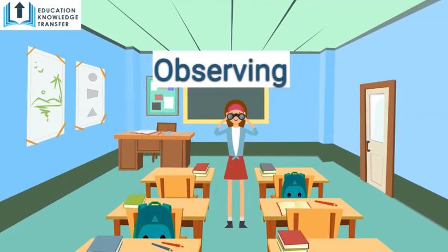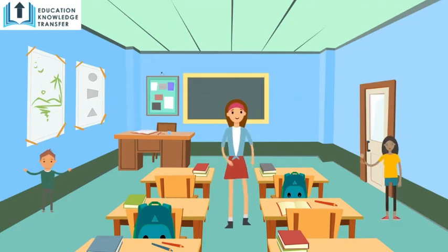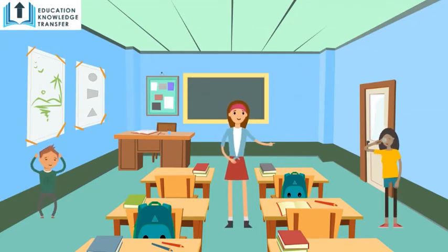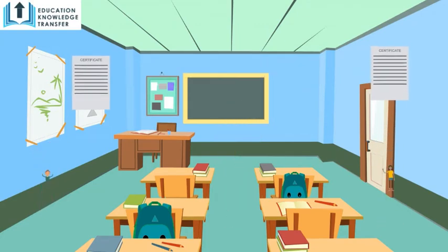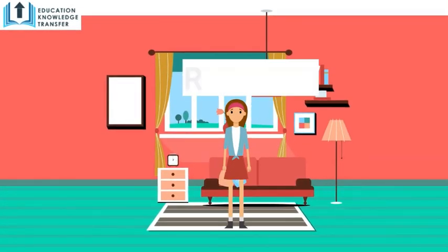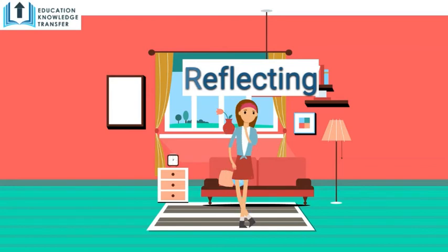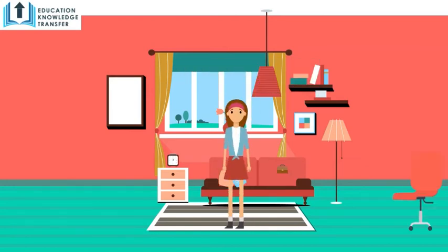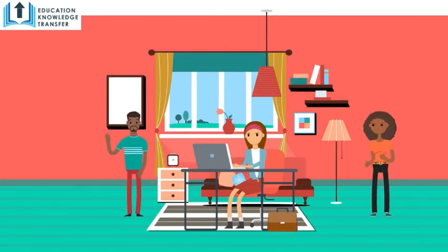Observing. She also made observations during the activities and asks the students for feedback in the form of a questionnaire. Reflecting. Finally, she reflects on the process and writes a reflective report that she shares with her colleagues.